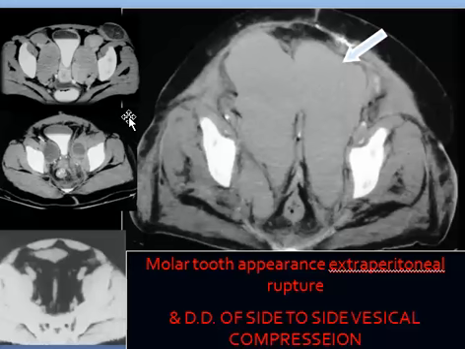This is the appearance of the molar tooth sign, denoting extraperitoneal rupture of the urinary bladder. And now you know the differential diagnosis: masses, hematoma, and fat.